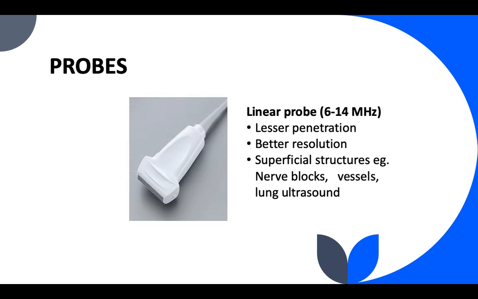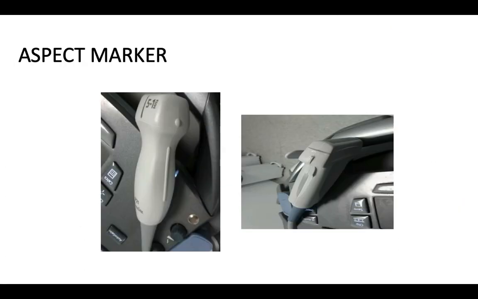But if you want to give other blocks like upper limb blocks or femoral nerve block, then the linear probe is better because it has got lesser penetration. It is good for blocks that are 4 to 5 centimeter deep, but it has got very good resolution, so you can identify structures in a better way. So it is good for nerve blocks, central venous cannulation or lung ultrasound.